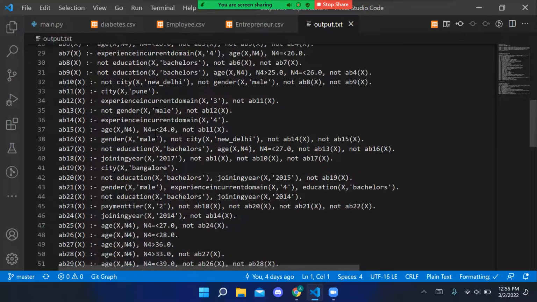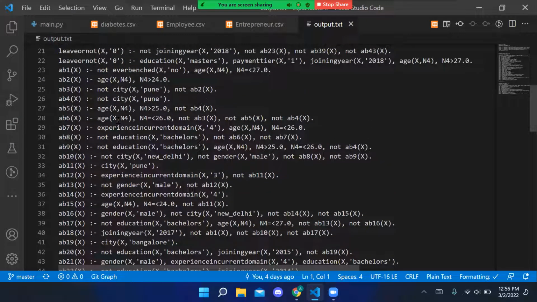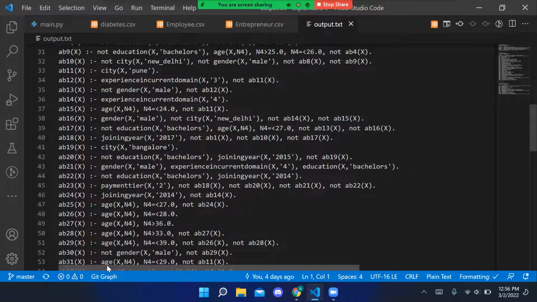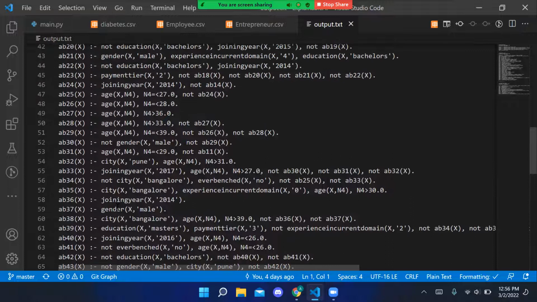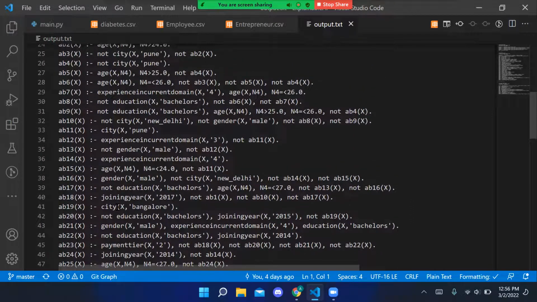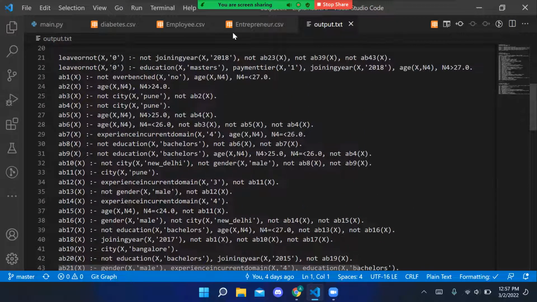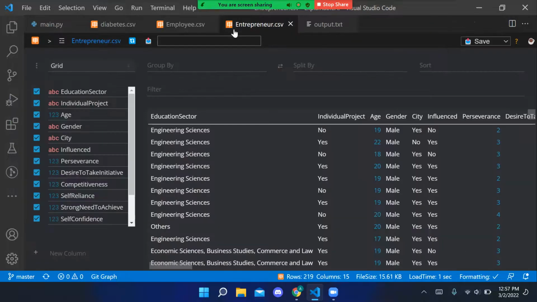So here you see that almost the most important thing seems to be the age, as it shows up a lot of times, sometimes city, gender, but it wasn't able to clearly determine what features are the most important. Lastly, we look at the entrepreneurship data set.